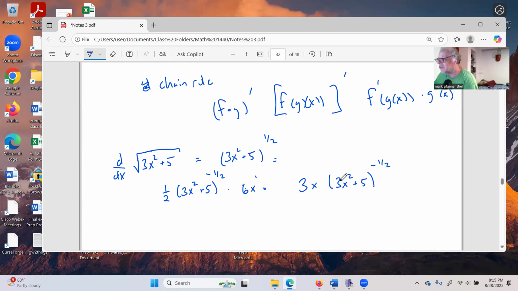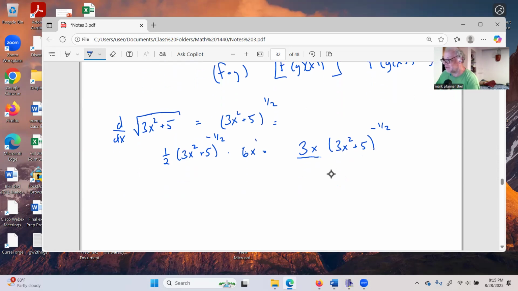If I had more calculus to do, that's where I would want to leave this. If I wanted to present this as my final answer, or I had to solve an equation with this in it, I would say this is going to be 3x over, because it's a negative exponent, the negative sign puts it on the bottom, divided by the square root, because that's the 1/2. The 1/2 made it a square root of 3x squared plus 5. And then that would be my final answer.